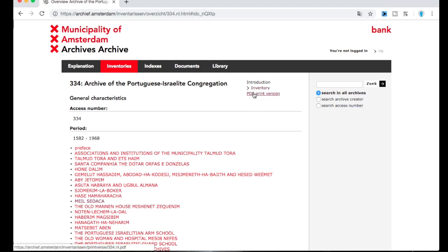Then the other thing we can look at is the PDF print version. This is going to give you all of the information, the complete overview of the inventory.